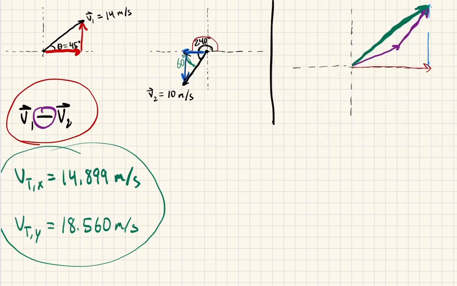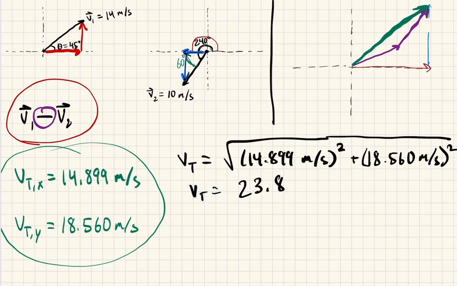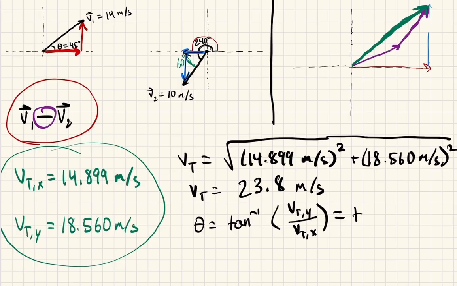All right, so now let's just find the magnitude and the direction of our resultant vector. So we can do that really quickly here by just doing what we know, which is the x component of the resultant vector squared plus the y component of the resultant vector squared, and taking the square root of that, which is 23.8 meters per second. And we can find the direction by doing the inverse tangent of the y component over the x component, which is this here.